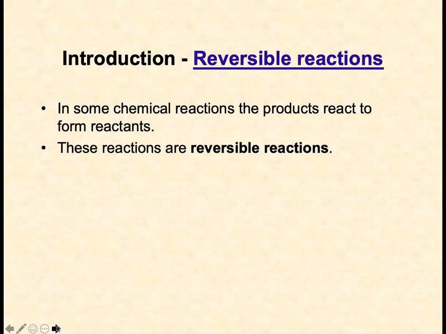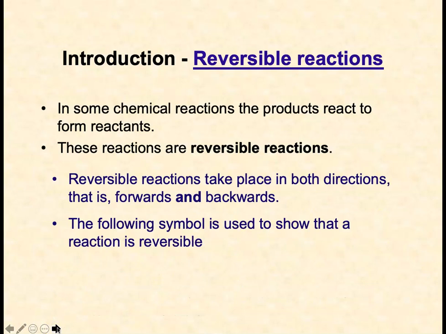Okay, introduction, reversible reactions. A reversible reaction is a reaction that goes both ways. So far we've looked at reactions going one way. Magnesium reacts with oxygen, or magnesium is burnt in oxygen, it forms magnesium oxide. Now we will look at reactions where products can react together to form the reactants. We call this type of reaction reversible.